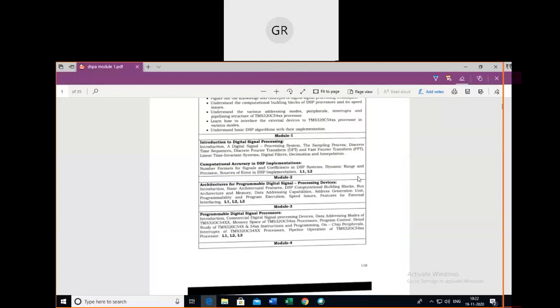Good morning. Today we will discuss Module 1. In Module 1, Introduction, we cover a digital signal processing system, the sampling process, discrete time sequences, the discrete Fourier transform (DFT) and fast Fourier transform, and linear time invariant systems, digital filters, estimation, and interpolation.